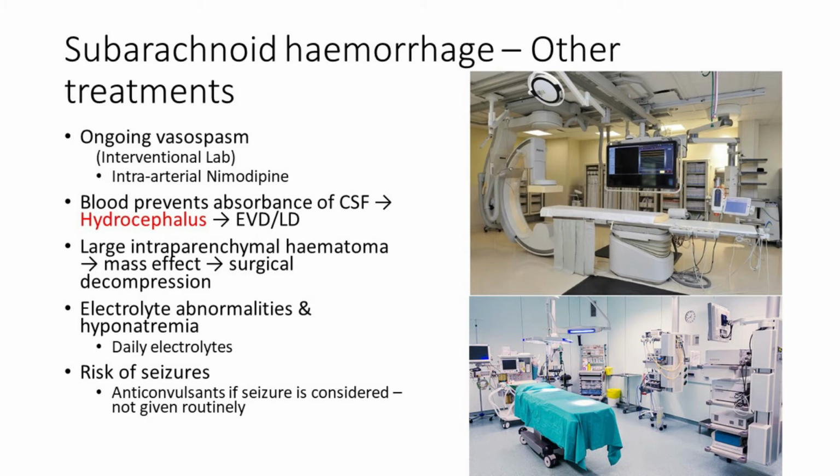Not always. But obviously we don't want to forget any mechanical DVT. Yes, true. Absolutely. So those are the main things there. Now, when you get a subarachnoid hemorrhage, it can cause hydrocephalus. Yes, because it's blood in that fluid that is stopping it getting absorbed. And it's those patients that may need an EVD.